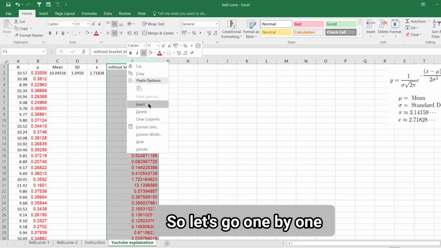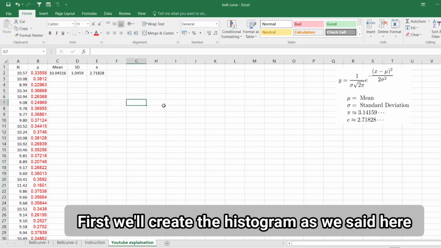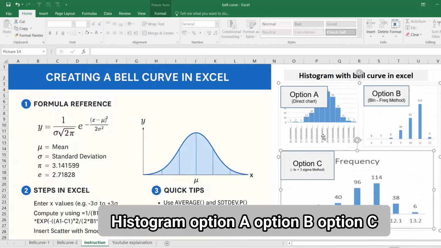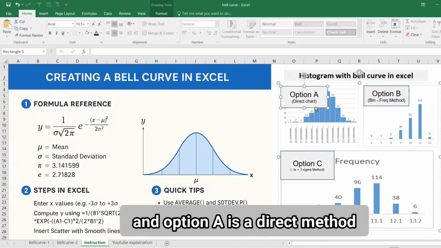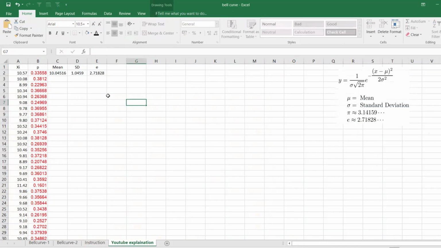So let's go one by one. First, we'll create the histogram as we said here. Histogram option A, option B, option C, and option A is a direct method, right?